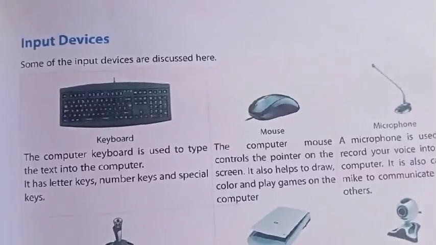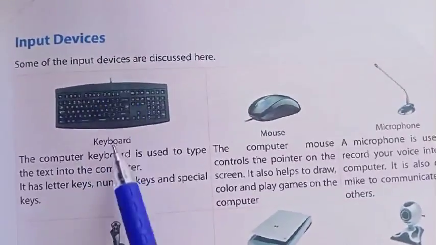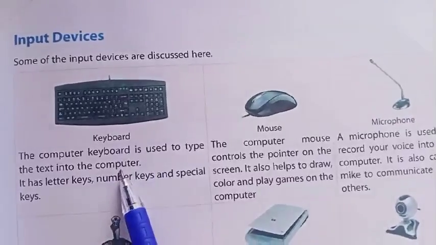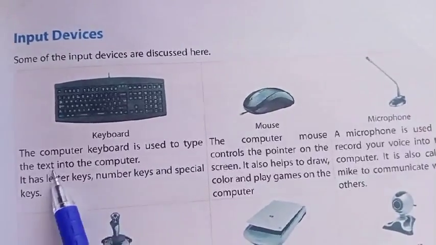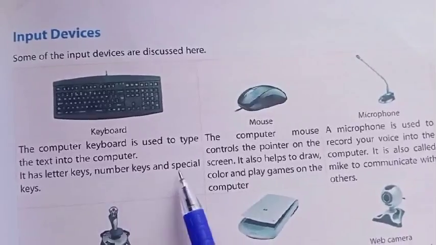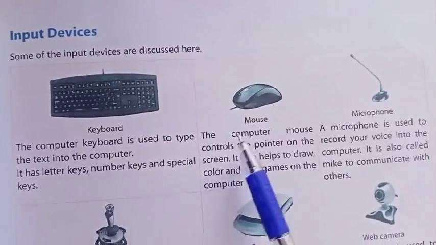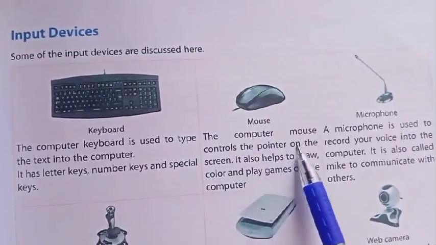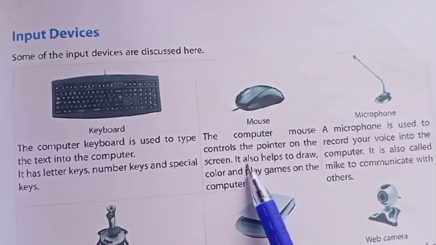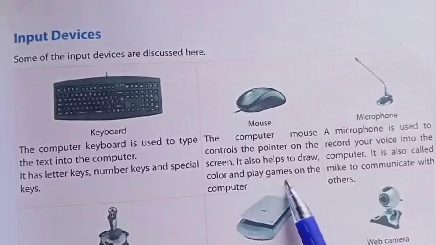So we'll be looking first at some of the input devices. The very common input device is the keyboard. We all know that this is used for typing text in the computer, and it consists of letter keys, number keys, and special keys. Then we have the mouse, which is generally a pointing device used to point on the screen, and this basically helps to draw, color, and play games.